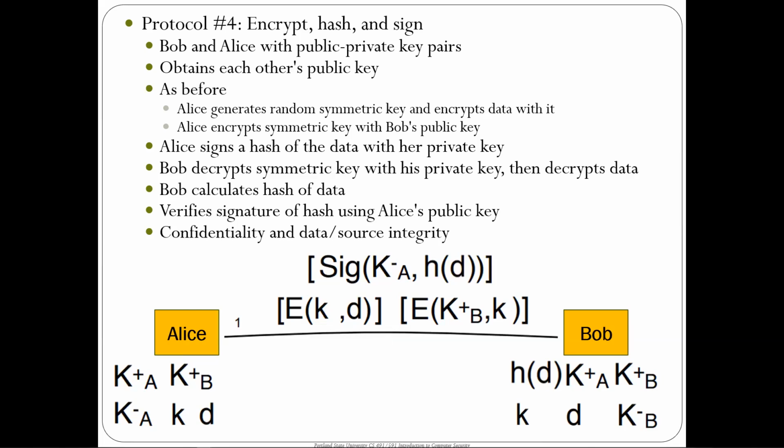So hopefully all of this notation makes sense. Like functionally, these are the pieces that you need. These are the primitives and how they're used in protocols in order to get confidentiality, data integrity, and source integrity. Okay, other questions about this before I go on to the next thing?